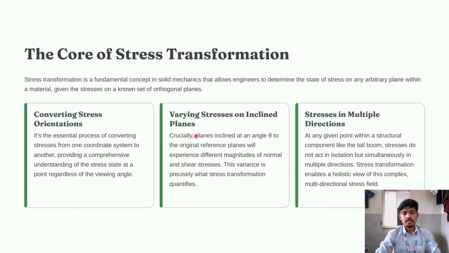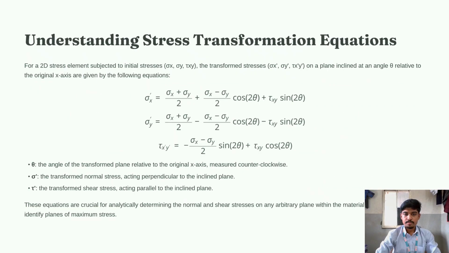Then varying stresses on inclined planes. Crucially, planes inclined at an angle theta to the original reference plane will experience different magnitudes of normal and shear stresses. Then the third one is stresses in multiple directions. At any given point within a structural component like the tail boom, stresses do not act in isolation but simultaneously in multiple directions. Stress transformation enables a holistic view of complex and multidirectional stress fields.